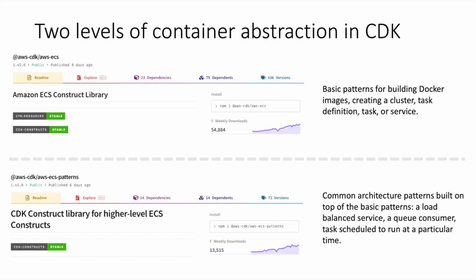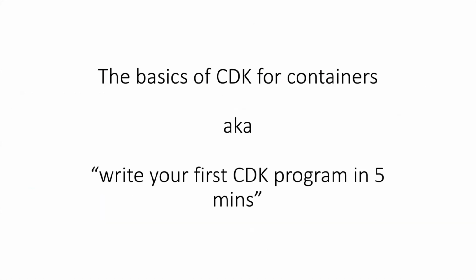An architecture might be something like a load balanced web service or a queue consuming application. So you have work that goes into a queue, and then you have a worker which pulls items out of the queue. Another pattern might be, I want to run a particular container every day at this time. So ECS patterns is designed to give you a way to create an entire architecture with just one construct. Let me show you what that code looks like.